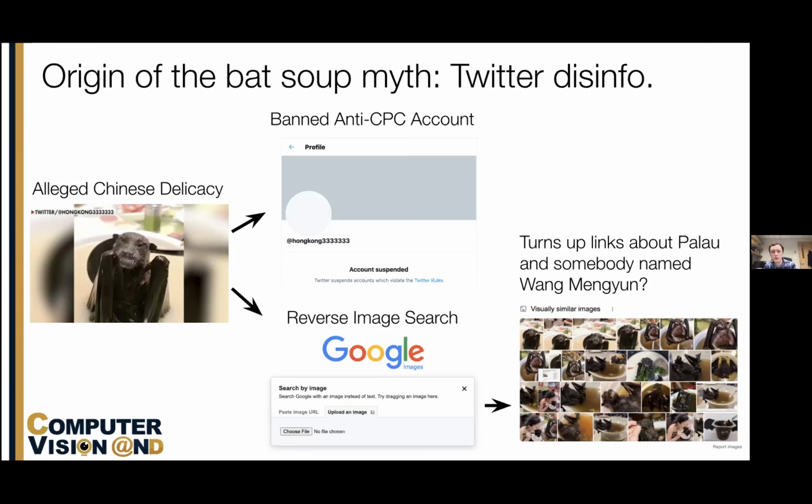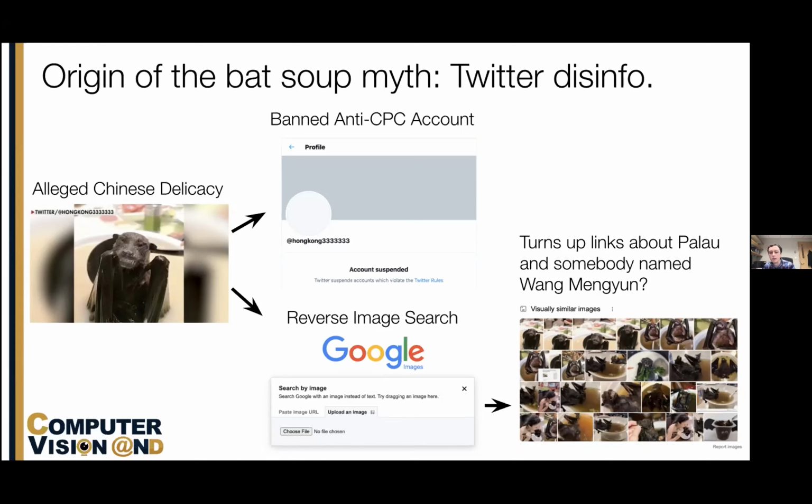But we could still do a reverse image search. This is a really handy tool that's built into Google image search. You can upload an image, which is what I did. I took a screenshot of the Fox News segment, and I put it into Google image search. You can also give it a URL of an image, and it will find related images. It will mostly find duplicate or near duplicate images, but it will also do an okay job in some cases of finding images that are stylistically similar to the one that you provided. So when I did this with the image that Fox and the Daily Mail ran, I turned up a whole bunch of links about Palau, which is a small island in the Pacific, and somebody named Wang Mengyun.